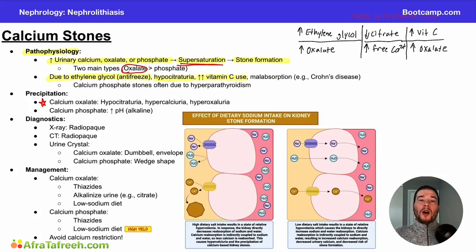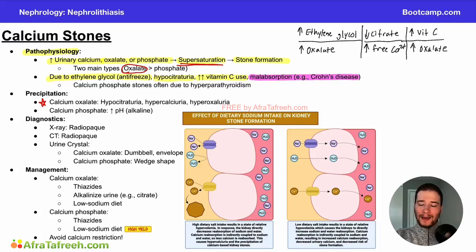And again, if we have more oxalate, which is a stone forming substance, this can then bind to excessive calcium, creating calcium oxalate stones. And the final one I want to talk about in this video that's particularly high yield is malabsorption. For example, Crohn's disease or potentially a patient who has had a gastric bypass.